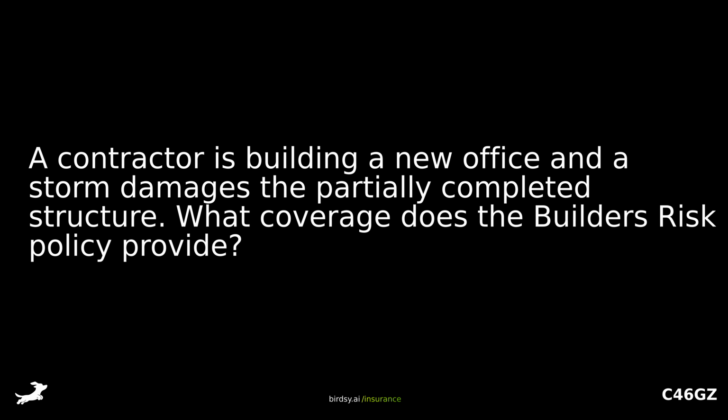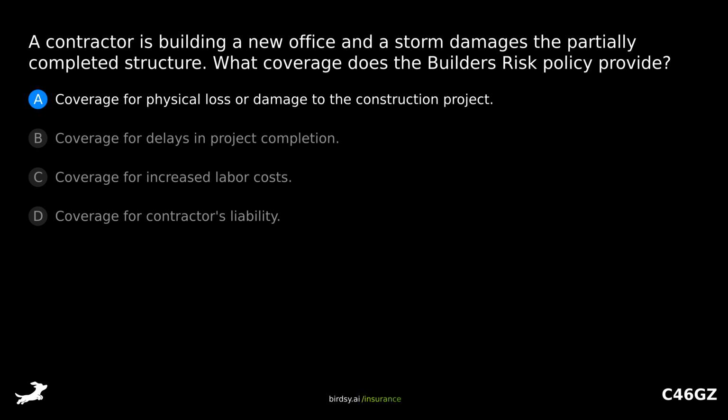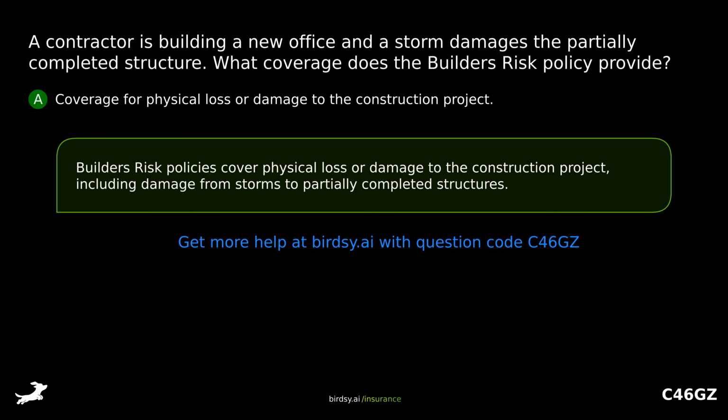A contractor is building a new office and a storm damages the partially completed structure. What coverage does the builder's risk policy provide? Is it A, coverage for physical loss or damage to the construction project, B, coverage for delays in project completion, C, coverage for increased labor costs, or D, coverage for contractor's liability? The answer is A, coverage for physical loss or damage to the construction project. Builders' risk policies cover physical loss or damage to the construction project, including damage from storms to partially completed structures.